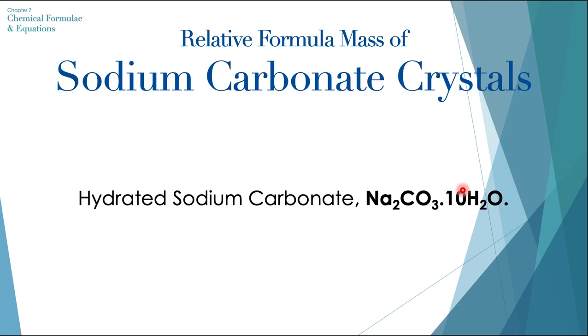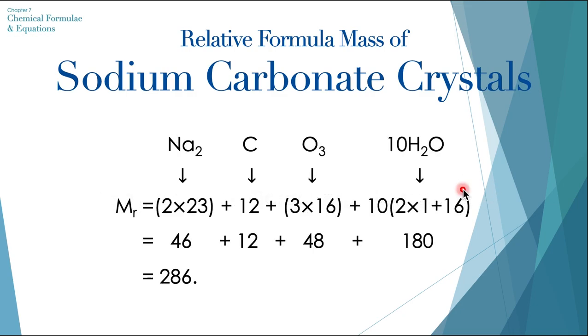So we're going to find the relative atomic masses of all of these. Sodium is 23. The relative atomic mass of sodium is 23. We're going to multiply it by 2 because there are 2 sodium atoms. We get 46. Carbon is only 1 atom. Its relative atomic mass is 12, so we're going to keep it 12. Then we have oxygen, which has a relative atomic mass of 16. We're going to multiply it by 3 because there are 3 atoms of oxygen. We get 48.